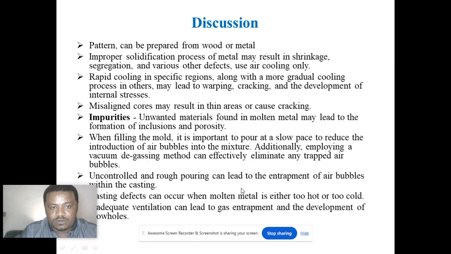When filling the mold, it is important to pour at a slow pace to reduce the introduction of air bubbles into the mixture. Additionally, employing the vacuum degassing method can effectively eliminate any trapped air bubbles. Uncontrolled and rough pouring can lead to the entrapment of air bubbles within the castings. Casting defects can occur when molten metal is either too hot or too cold. Inadequate ventilation can lead to gas entrapment and the development of blowholes.